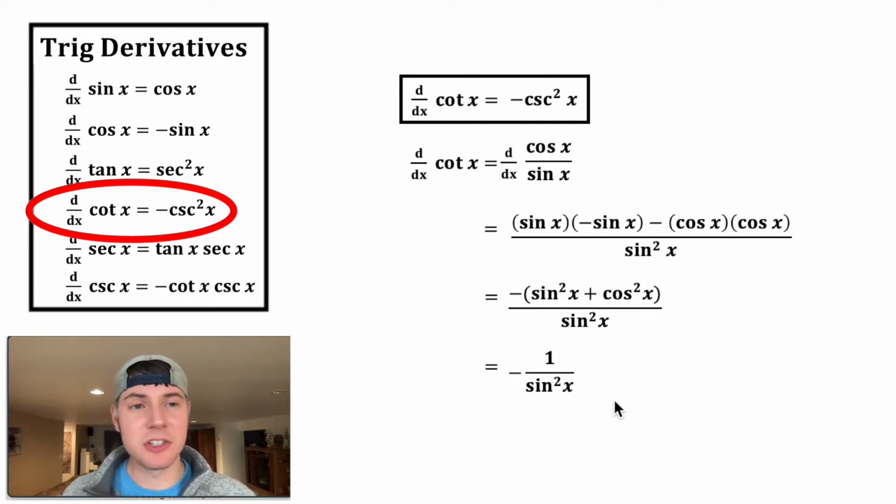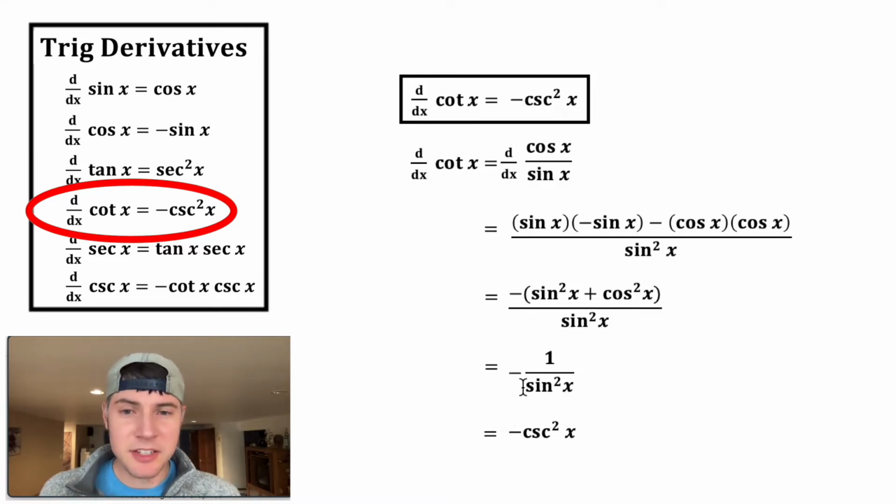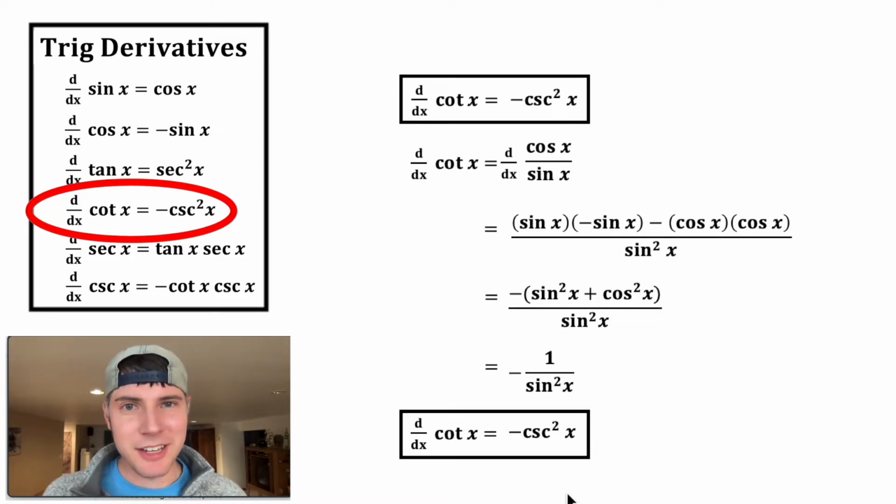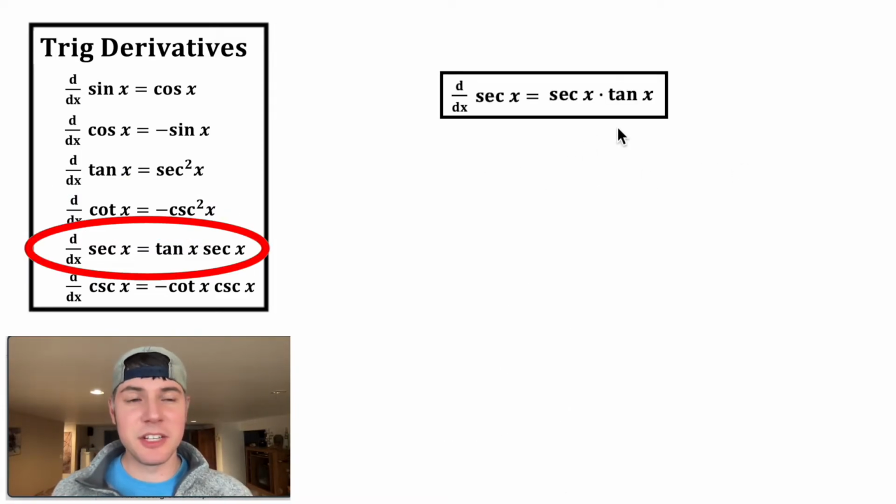1 over sine of x is cosecant of x. So 1 over sine squared of x would be cosecant squared of x. And this negative is brought down. So this is the reason why the derivative of cotangent of x is equal to negative cosecant squared x. How exciting. Next, let's do the derivative of secant x equals secant x tangent x.